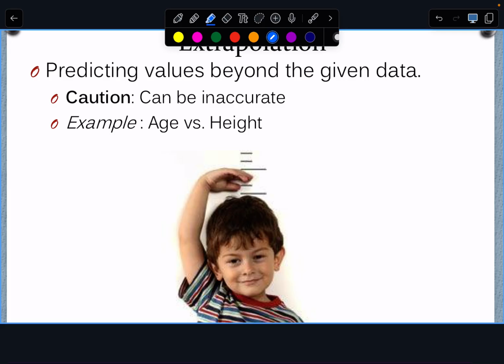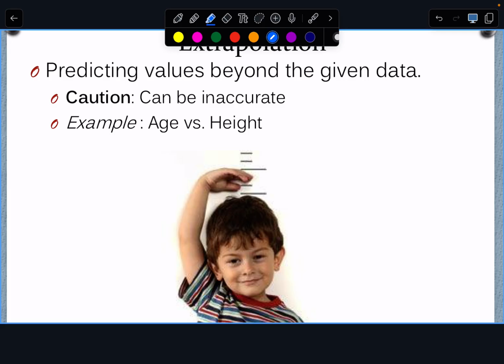What happens with extrapolation is when we are trying to predict values that are beyond our given range of values. And so what we have to be aware of is if they ask us to extrapolate, the results cannot be guaranteed to be accurate because we have no idea what happens outside of the scope of what we looked at.